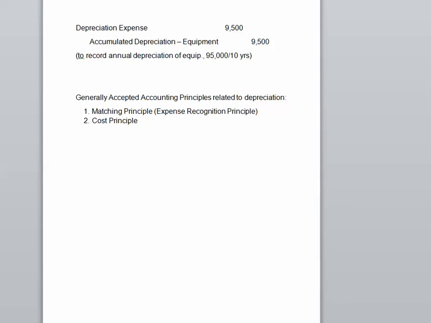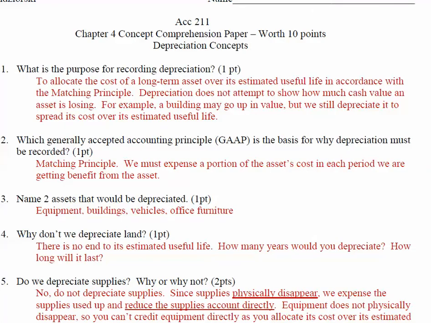Now, to help you further review some of these depreciation concepts, I posted for you this sheet, which hopefully looks kind of familiar. It was a homework sheet that you had back in Chapter 4. And I'd like you to review this just for basic concepts. Again, why do we record depreciation? You're simply allocating the cost over its useful life. Which rule of GAAP tells us we have to depreciate? The matching principle.